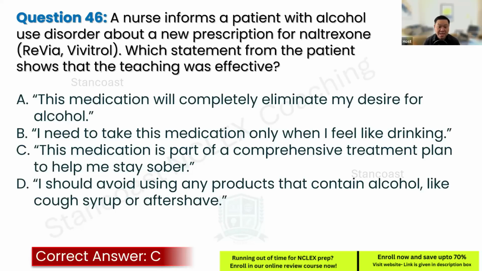Now, if you selected letter B, this is also incorrect. Naltrexone is typically prescribed to be taken consistently, not on an as-needed basis or on-demand basis. This also indicates a lack of understanding of its proper use. Now, letter D is also incorrect because while avoiding alcohol is advisable for recovery, naltrexone does not cause adverse reactions when used with alcohol, making this statement reflect a misunderstanding of the medication's action.